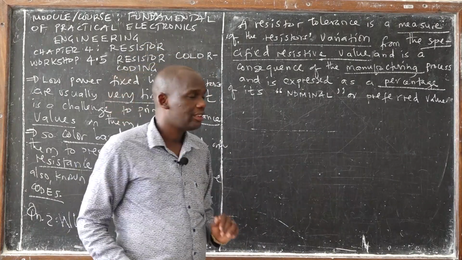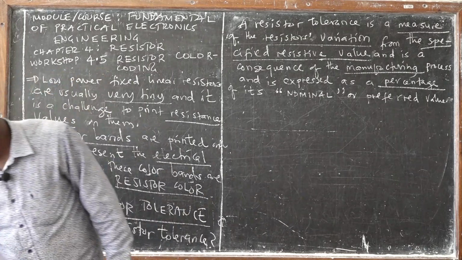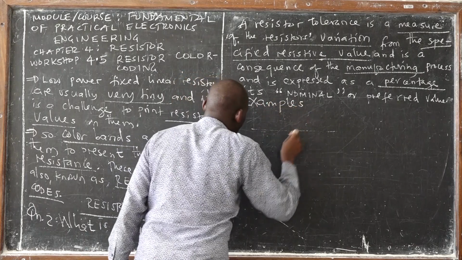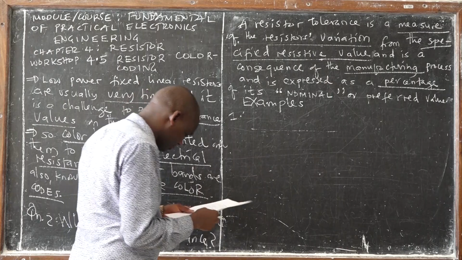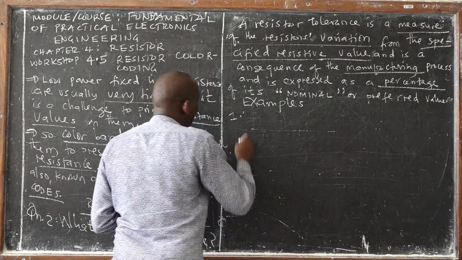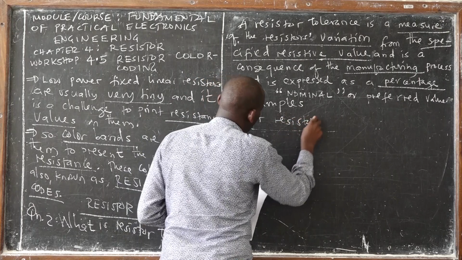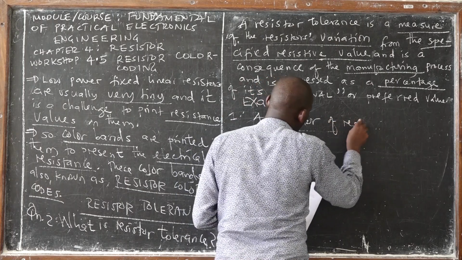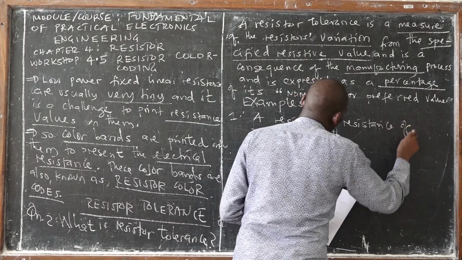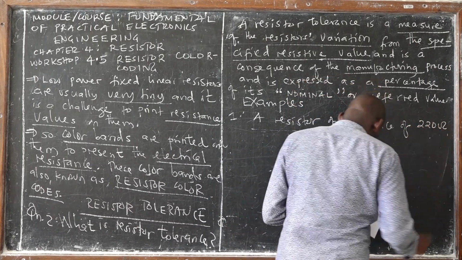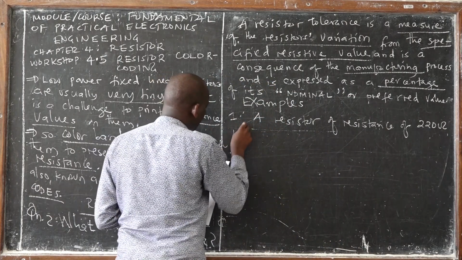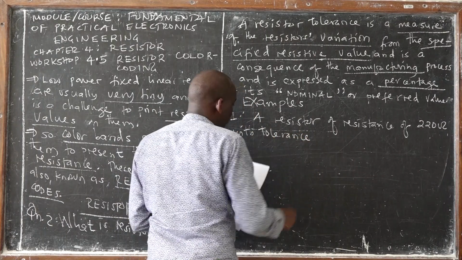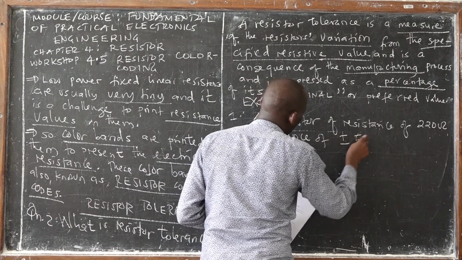Are we together, class? Let me simplify this concept. Let me give you a few examples for you to understand, and even for the online community. For example, we can have a resistor of resistance 220 ohm with a tolerance of plus or minus 5%.